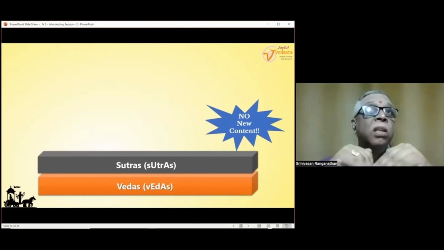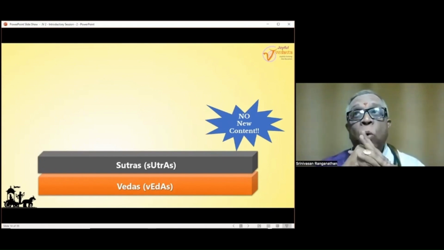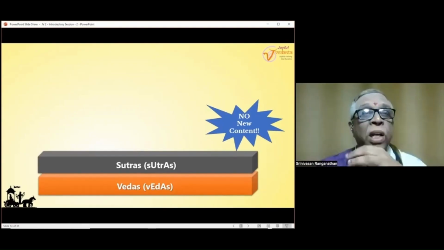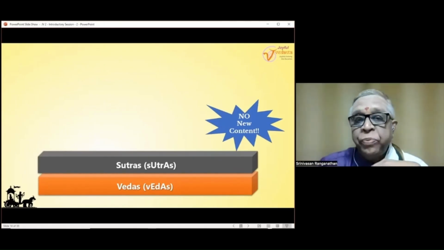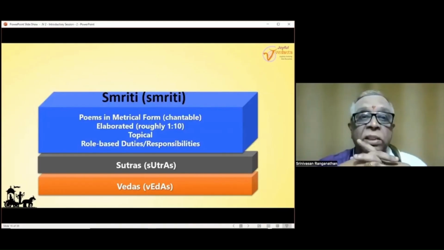The content was Vedas. Okay, it was only a reorganization and more codification, right? So no new content has been added by the authors. Authors have only tried helping how it can be passed on to the next generation in a better way without a written tool, right? Now, how do you solve the problems of the sutras?